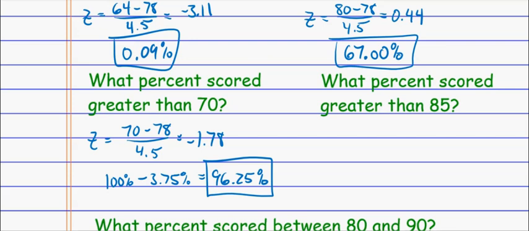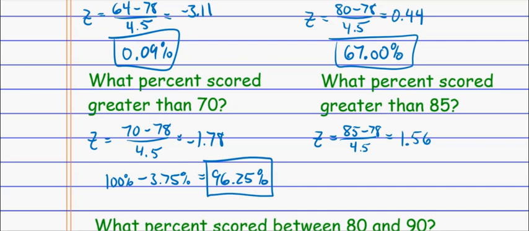Okay. If I look at the next one, same kind of thing. What percent scored greater than 85? Once again, I'm going to convert that 85 to a z-score. And once it's a z-score, now I'm talking about the standard normal distribution. Now I can look it up on my z-chart and go from there. So 85 minus the 78 divided by the 4.5. And again, this is a job for my calculator. It looks like that gives me 1.56.